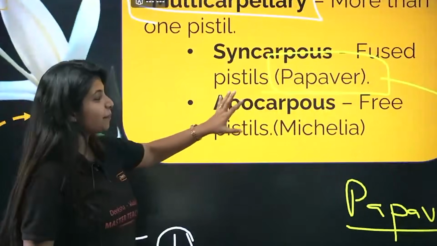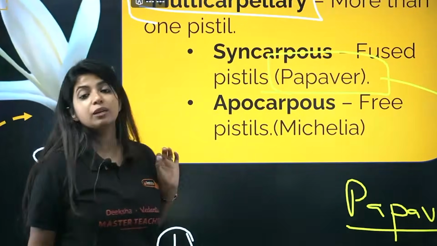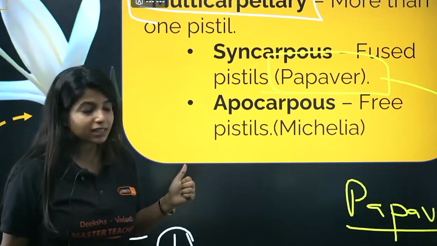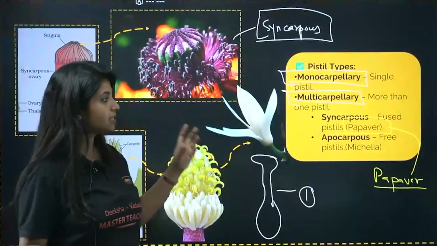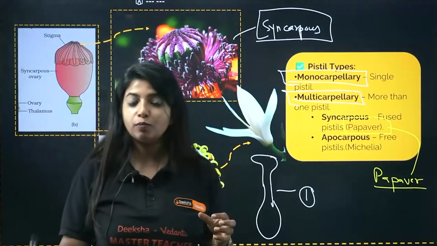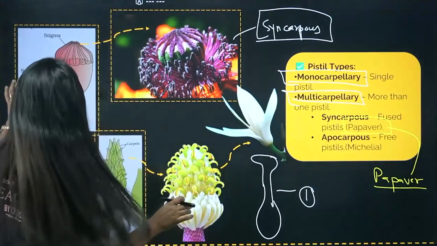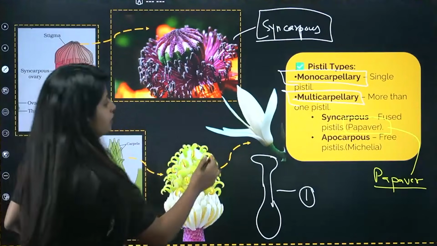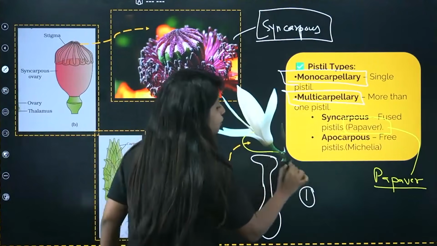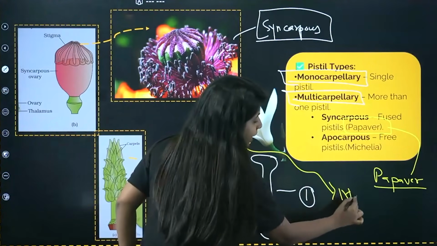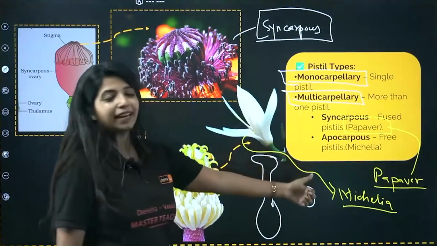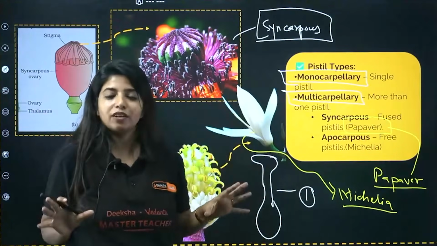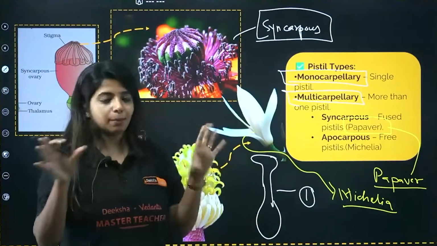Okay, so that is the apocarpous condition, where free pistils are there, and you see this in Michelia. This is the plant's actual scientific name, Michelia. So you can remember Michelle, who basically has everything for her own. Michelle is someone's name, you can remember that. So Michelia is apocarpous. They have everything of their own. Ovary, stigma, everything is separate.